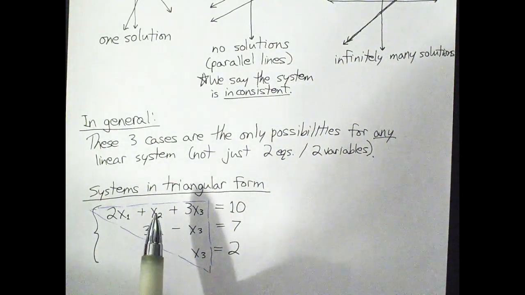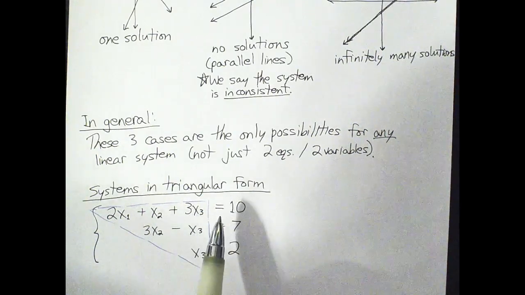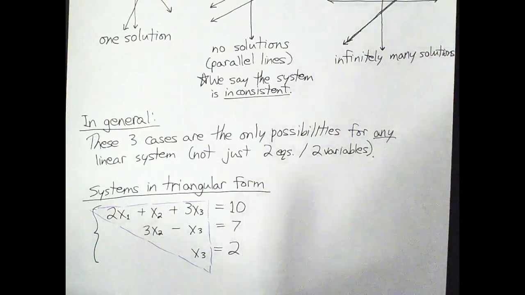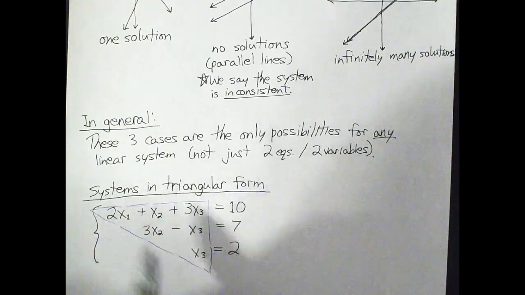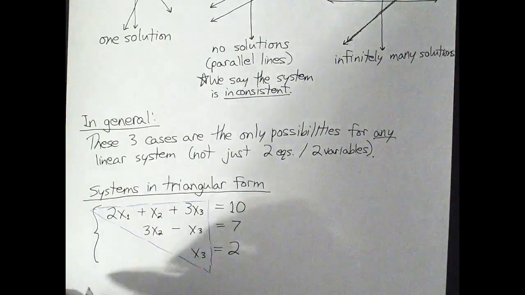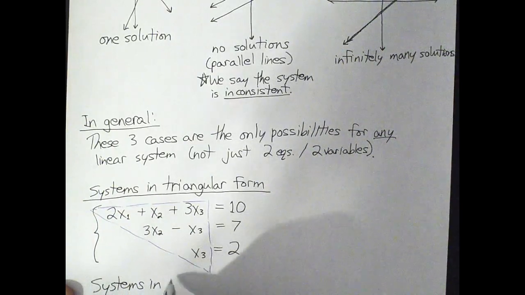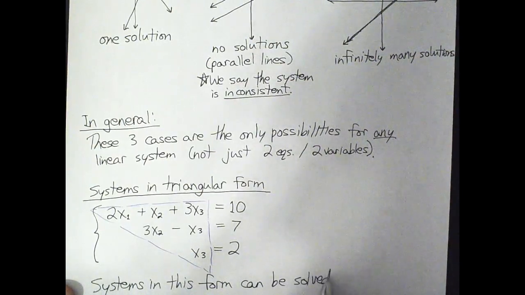They only really make that triangle because I wrote these equations in a nice orderly way. I put the x2 above the x2, I put the x3 above the x3s, I put the equal signs all lined up on top of each other. The right-hand sides are all lined up on top of each other. We like to do that in this class, to keep things nice and orderly. And when you do that, sometimes you'll see this triangle shape. And we start with these because systems in this form can be solved by substitution.